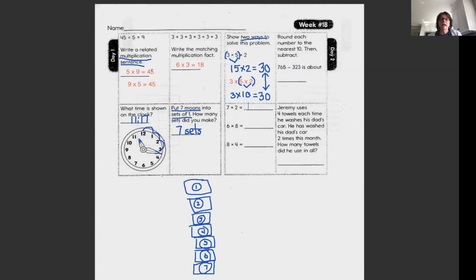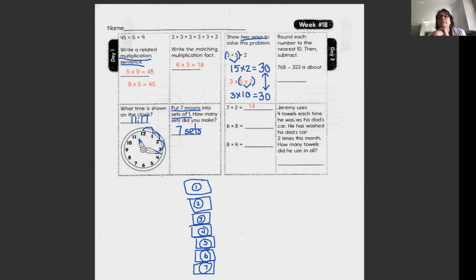Okay, very good. So 7 times 2 is 14. 2 ways I can do that. I can say 7 plus 7 is 14, or I can skip count by 2 7 times. So 2, 4, 6, 8, 10, 12, 14, or I can do 7, 14. You're right. Next one is 6 times 8.